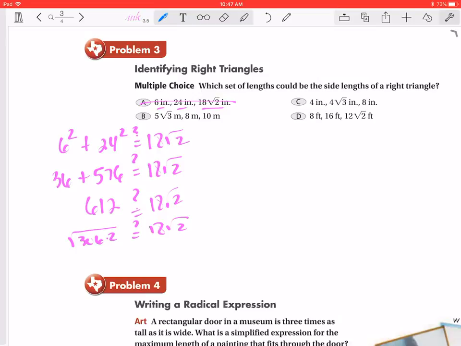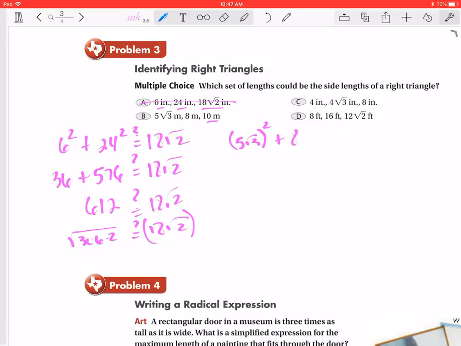Now let's try B. 5 square root of 3, that is 8.6. So that's one of our legs. Our hypotenuse is going to be 10. So we're going to say 5 square root of 3 squared plus 8 squared is equal to 10 squared. Oh, wait, hold on. I made that mistake. Let me try something real quick. Go back to this real quick.